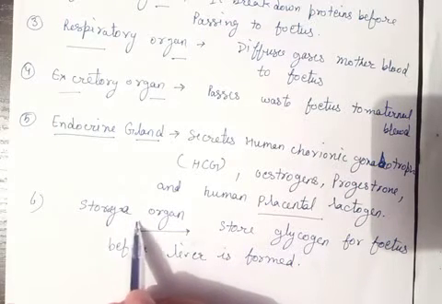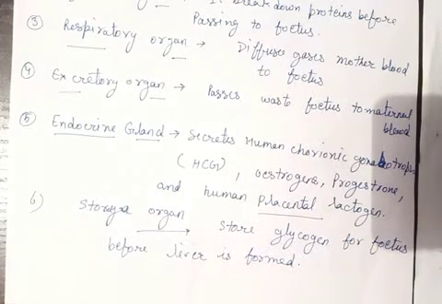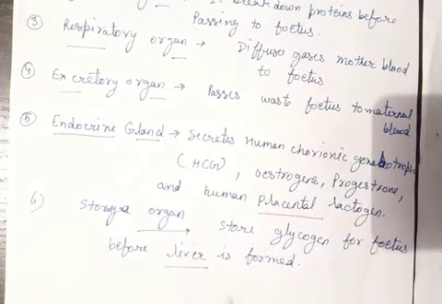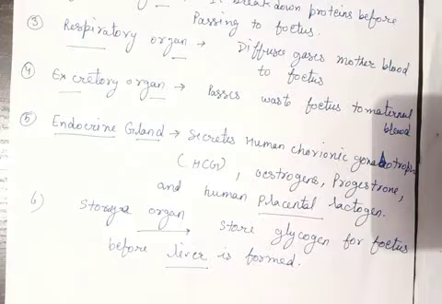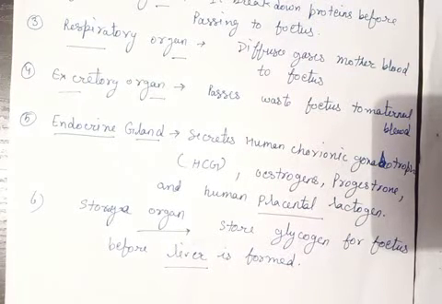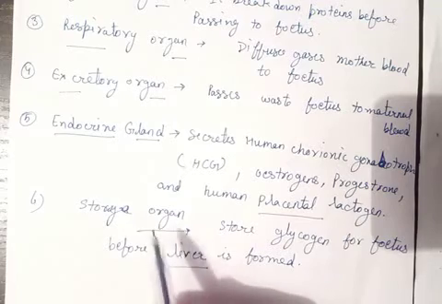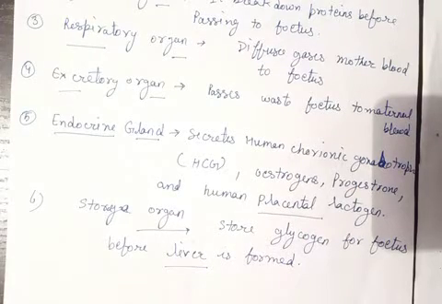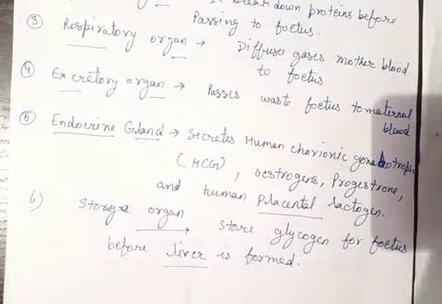And it acts as a storage organ. We know during organogenesis, all structures of the body of the fetus develop in a series. Before the formation of the liver, we know glycogen is a form of stored glucose inside the liver. If the liver is not yet developed in the fetus, then before the development of the liver, the glycogen is stored in the placenta and supplied to the fetus when required. So these are some functions of the placenta.